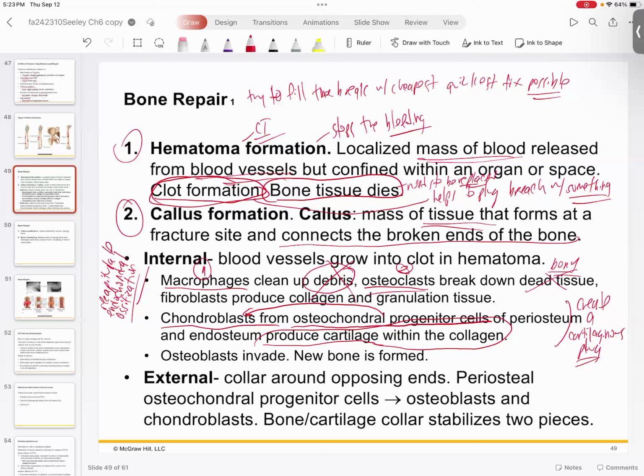Then at the same time, your fibroblasts, remember these guys, are going to be coming in and making collagen and granulation tissue, which is a type of connective tissue. It's a dense connective tissue. And so what's happening is three different things. You have macrophages that are cleaning up the debris, osteoclasts that are breaking down the bony matrix that's dead, and then fibroblasts, which are laying down new collagen and connective tissue in the form of granulation tissue in that hematoma structure. This is all able to happen because the hematoma is a soft little plug, so blood vessels are able to grow into the clot because it's soft.